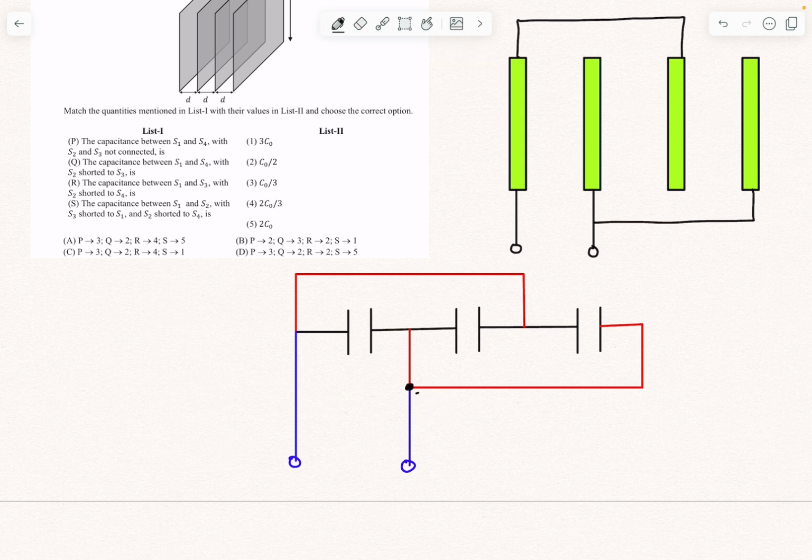So let's say this node has a potential of 0. So even this would be 0 and even this would be 0. And let's say this node has a potential of x. So this would be x, this would be x, and this would be x as well. Now even this is going to be 0, right?